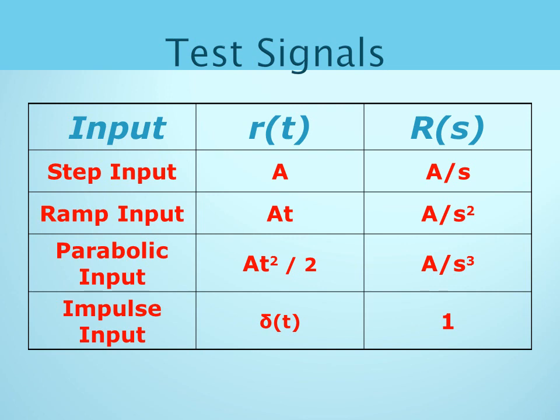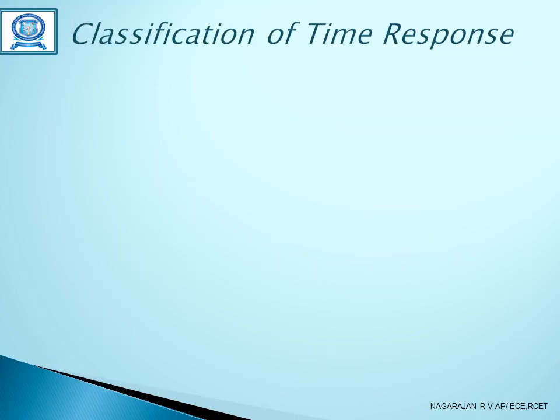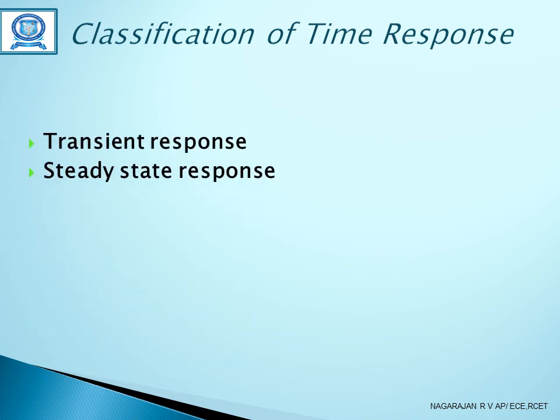Next, in the second unit we will discuss time response analysis. Time response means the system output as a function of time. It can be divided into two types. First is the transient response and the other is the steady state response. The total time response is y of t equal to transient response plus steady state response.